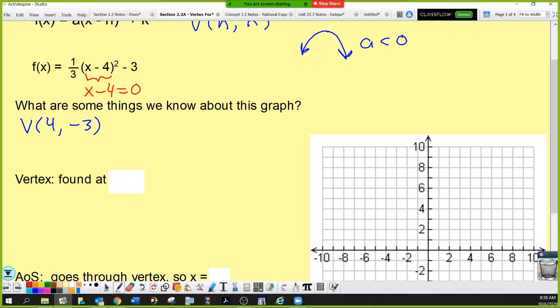What else do we know about this thing? It's positive on the front. What does it tell me? That it opens up. The fact that it's got a positive number on the front tells me that it opens up. Ooh, that's red. Well, whatever. And the 1/3 on the front. That is a vertical shrink, factor 1/3. So what does it make the graph look like?